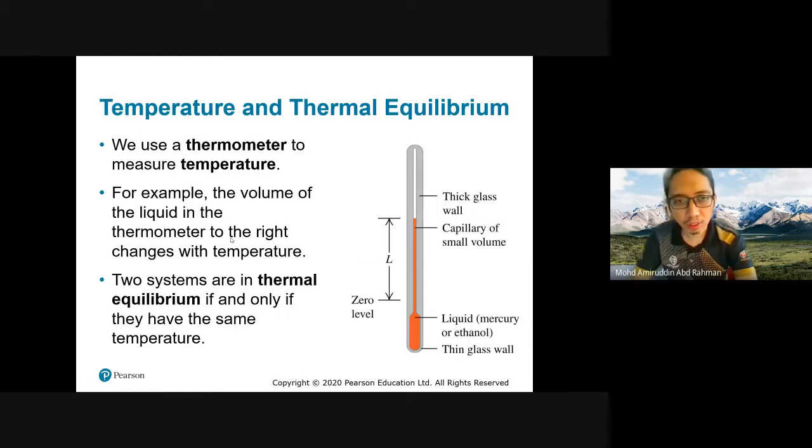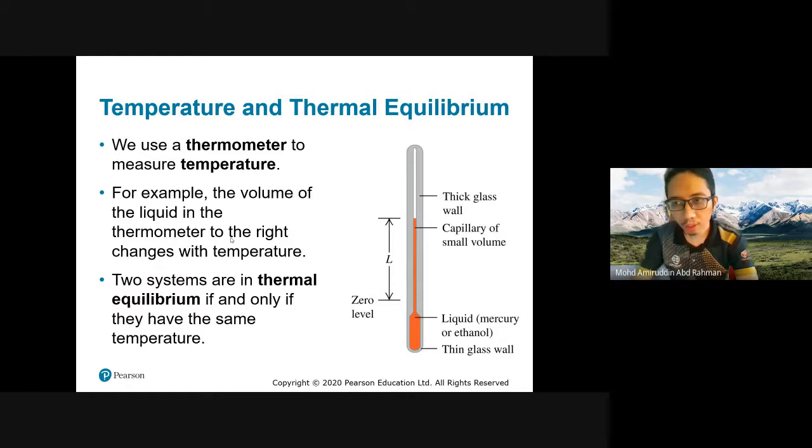So this is the one that you use, I believe, almost every day. We have the temperature, we have the thermometer. Usually you have the mercury liquid inside that. This mercury liquid is used to measure your body temperature. So how does it work? The principle depends on the volume of the liquid in the thermometer.